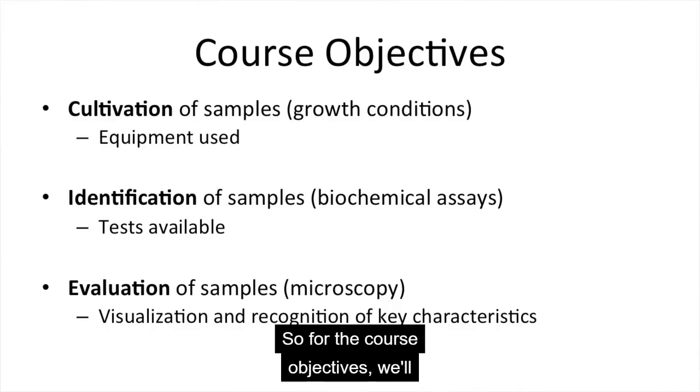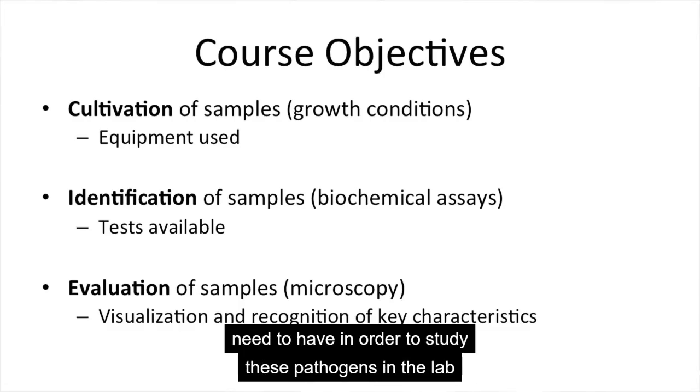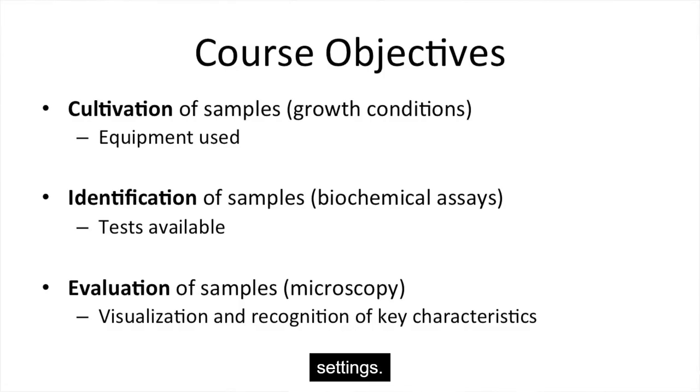So for the course objectives, we'll first start with the cultivation of lab samples. These are going to be the growth conditions you actually need to have in order to study these pathogens in the lab settings. We'll also talk about the equipment that is used to cultivate these bacteria.